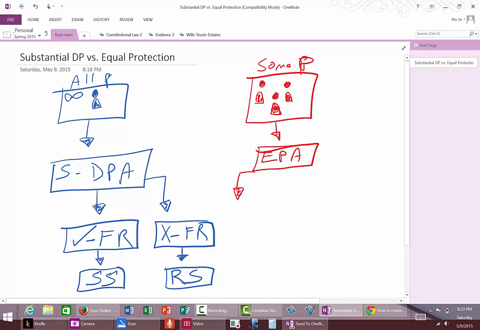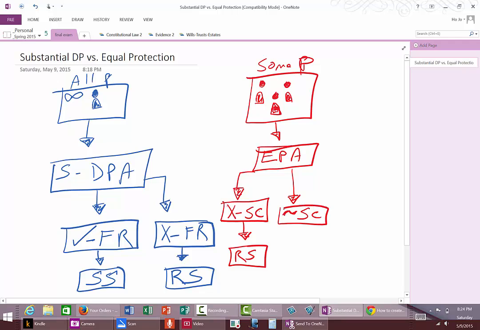So move here. If it does not involve a suspect class, then the analysis is going to be rational basis scrutiny, so RS for rational basis scrutiny. If it does involve what I'll call a quasi-suspect class, so this is kind of a sort of equal sign, quasi-suspect class, then the scrutiny is going to be intermediate scrutiny.